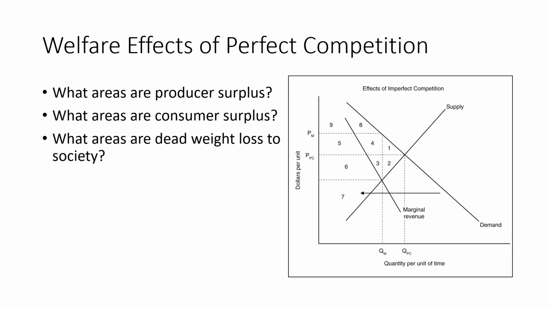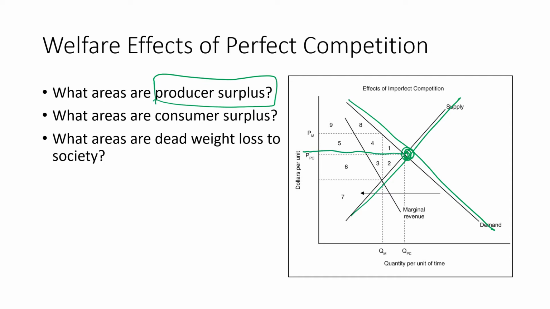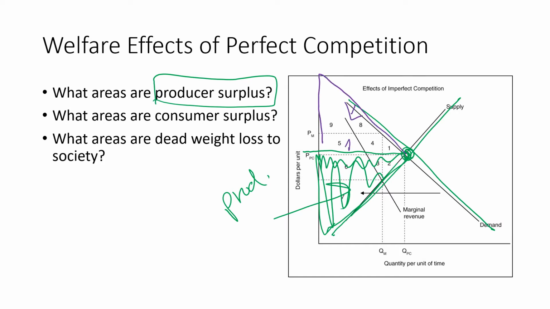So if you recall, in perfect competition, we have our supply curve and our demand curve, and we produce at the point where supply equals demand, and the producer surplus in this situation is the area that is below the product price and above the supply curve. Okay, so that is the producer surplus. The consumer surplus, if you recall, is the area that is below the demand curve and above the product price. So this is the consumer surplus in perfect competition.